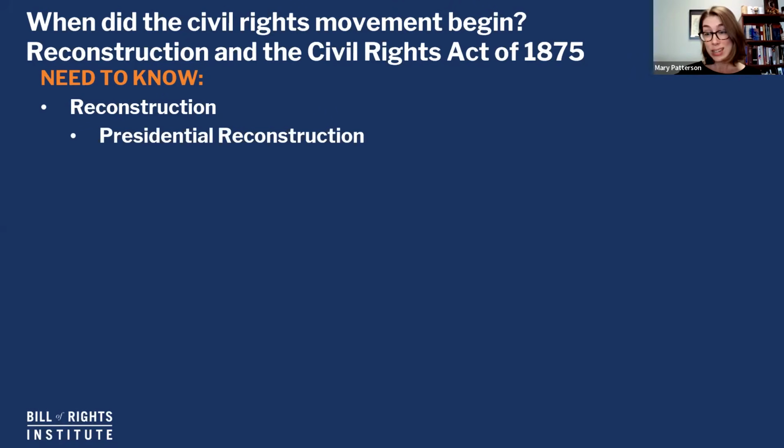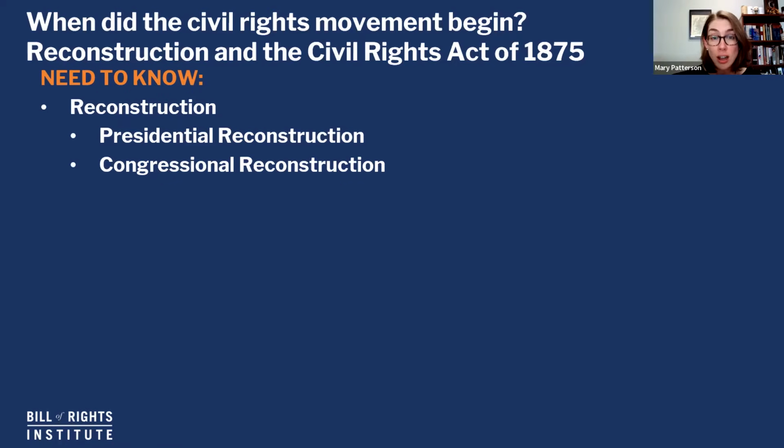Reconstruction is really divided into two time periods. So there's presidential Reconstruction and also congressional Reconstruction. So at first, Abraham Lincoln has set about a plan for Reconstruction, but of course he's assassinated and his vice president, Andrew Johnson, becomes president. Johnson was a Southerner, and even though he supported the abolition of slavery, he was really not sympathetic or interested in protecting the rights of the former slaves.